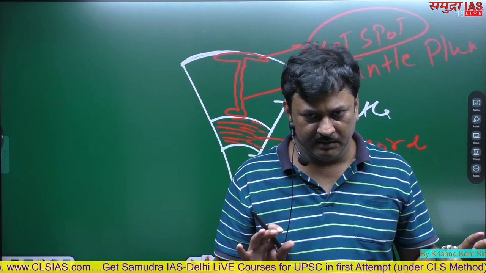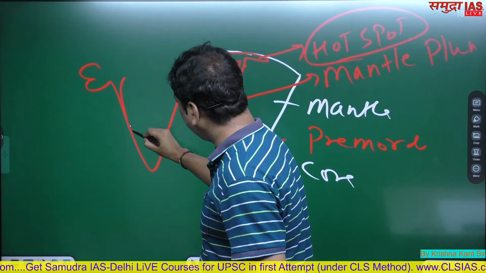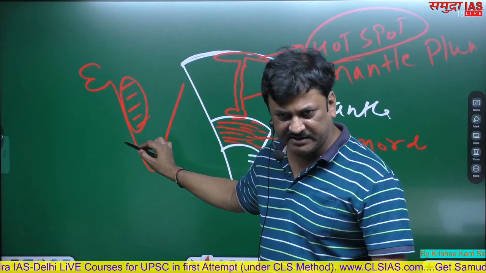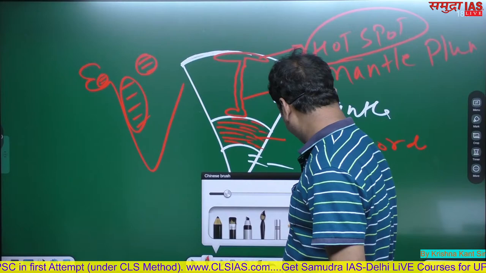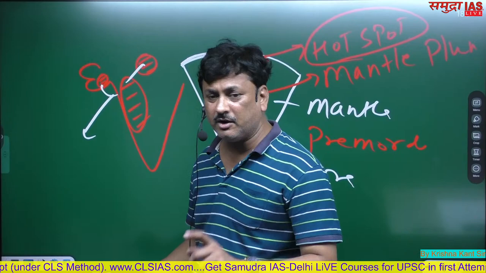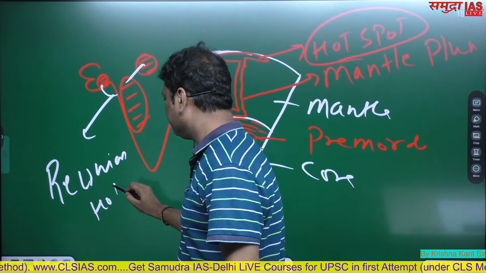This is what? This is Peninsula India. Here, in the Maharashtra region, here is the Malwa Plateau region, and this is the Kathiawad Plateau region. All these volcanic eruption are associated with reunion hotspot.